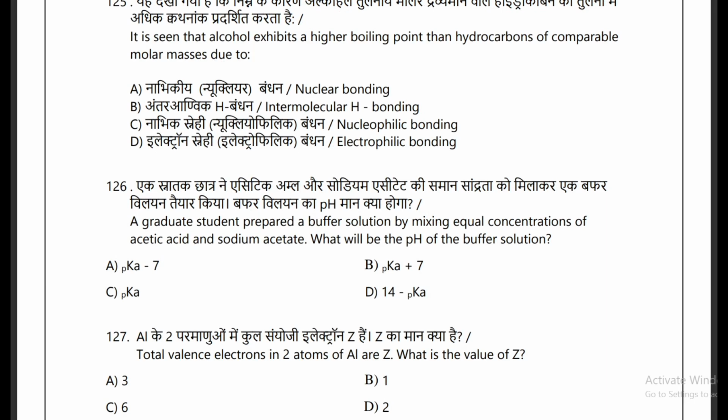In the next question, it is seen that alcohols exhibit a higher boiling point than hydrocarbons of comparable molar masses due to. So its correct answer is hydrogen bonding. Alcohols involve intermolecular hydrogen bonding, which is absent in hydrocarbons. So obviously due to this hydrogen bonding, alcohols exhibit higher boiling point as compared to hydrocarbons. So B option is your correct answer.